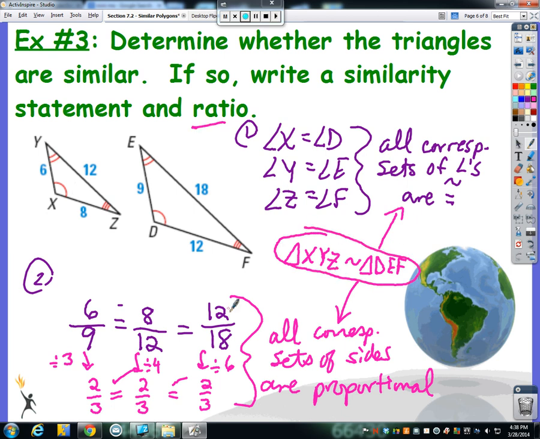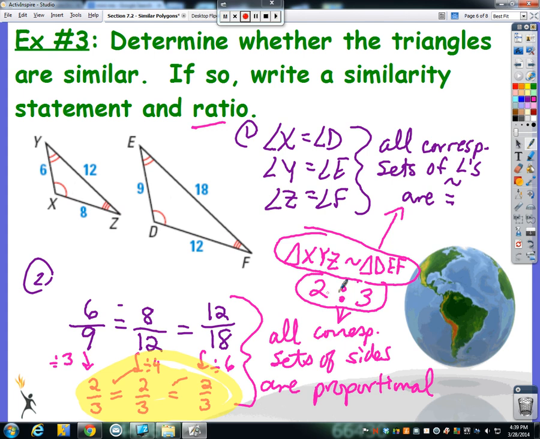Now the ratio. The ratio, again, is where we came down and said it's really these numbers down here. Now, is it a 2:3 ratio or a 3:2 ratio? It depends on how we write our similarity statement. Since I used XYZ and it was the smaller triangle, I would say this is in a, and here's where I can use a colon to represent the ratio, it's in a 2:3 side ratio.